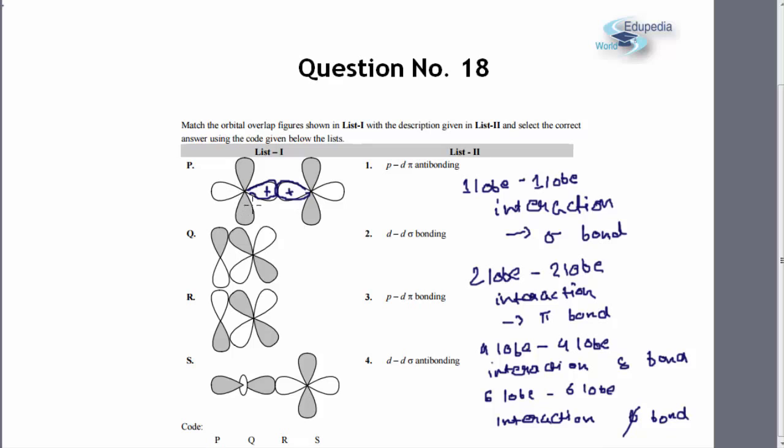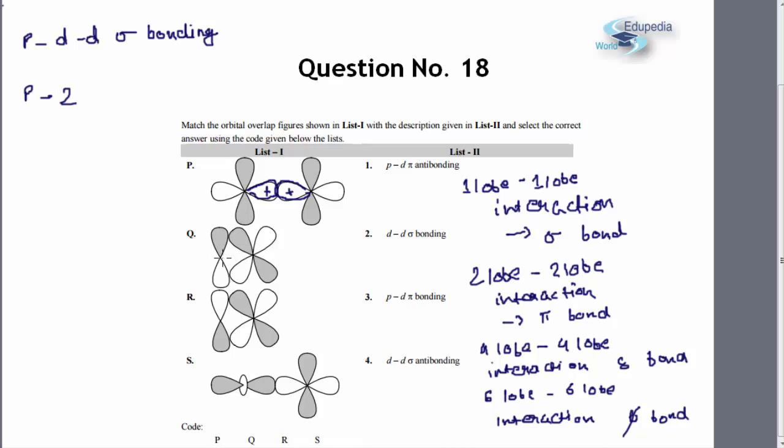Both these orbitals are d shaped, so it is dd. For P, the option would be dd sigma bonding, because the two orbitals are d and there is one lobe interaction, that is why sigma, and there is constructive interference, that is why bonding. So clearly my option P is going to match with 2, as we can find dd sigma bonding in 2. That is the answer for P.